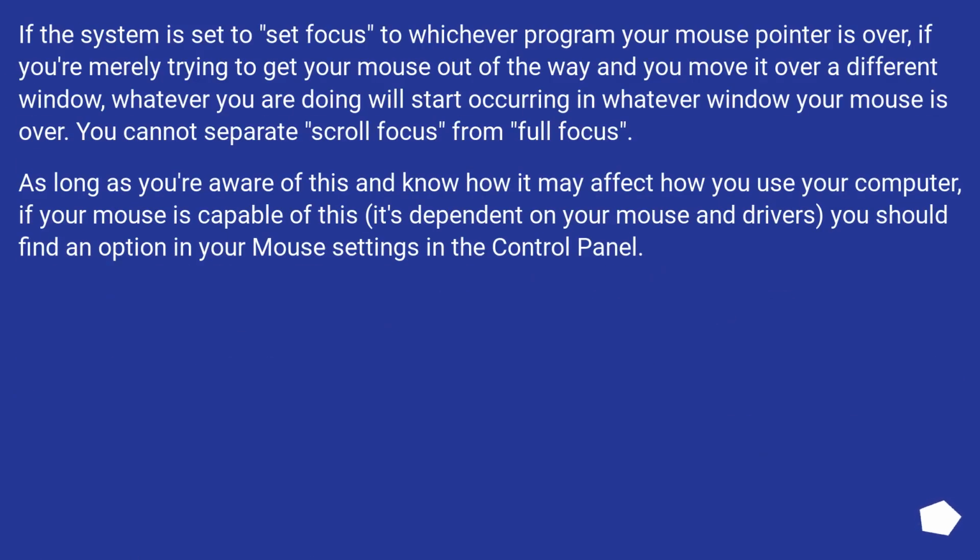If the system is set to set focus to whichever program your mouse pointer is over, if you're merely trying to get your mouse out of the way and you move it over a different window, whatever you are doing will start occurring in whatever window your mouse is over. You cannot separate scroll focus from full focus. As long as you're aware of this and know how it may affect how you use your computer, if your mouse is capable of this, it's dependent on your mouse and drivers. You should find an option in your mouse settings in the control panel.